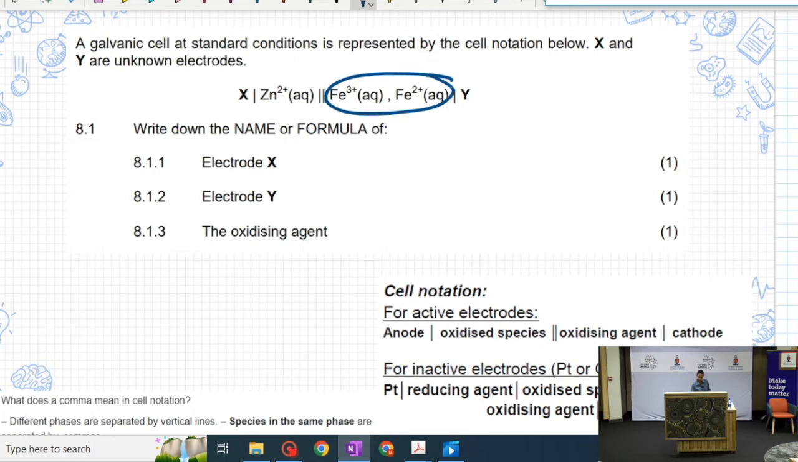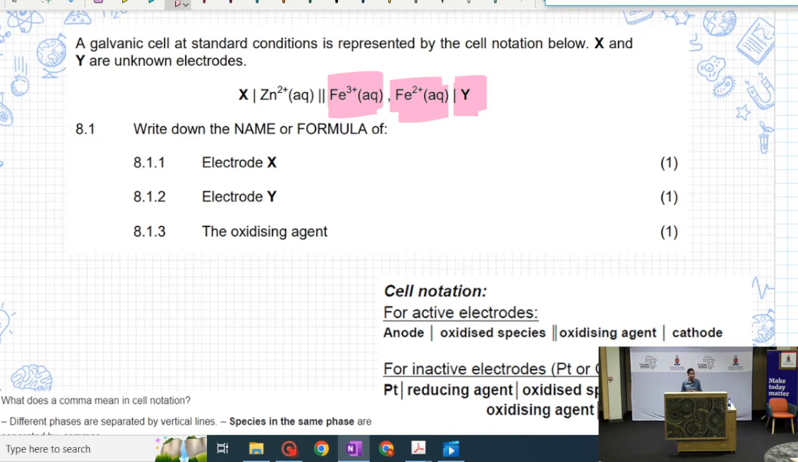Some of my learners last year thought that both of these were going to be reduced and they were going to form the Y. What do you guys think the Y is over here then? Yes, okay, it's an inactive electrode. We are taking one substance and forming another, but they are both in the same phase. Can you have an electrode made up of an aqueous solution? No, you need a solid. So this over here would be an inactive electrode made up of carbon or platinum.